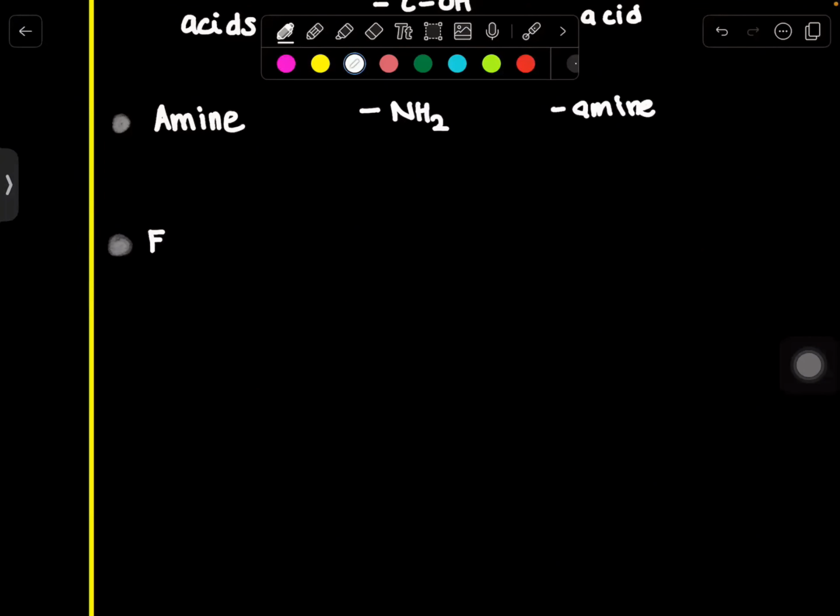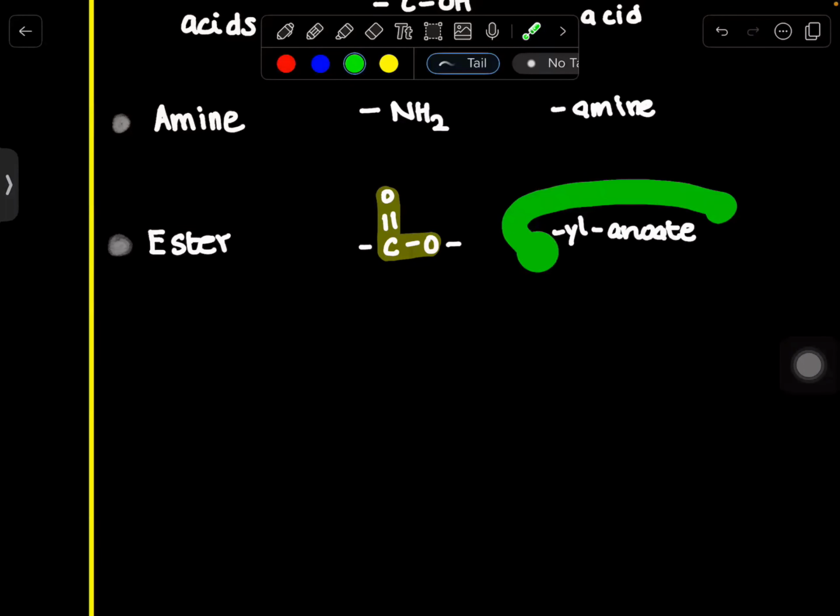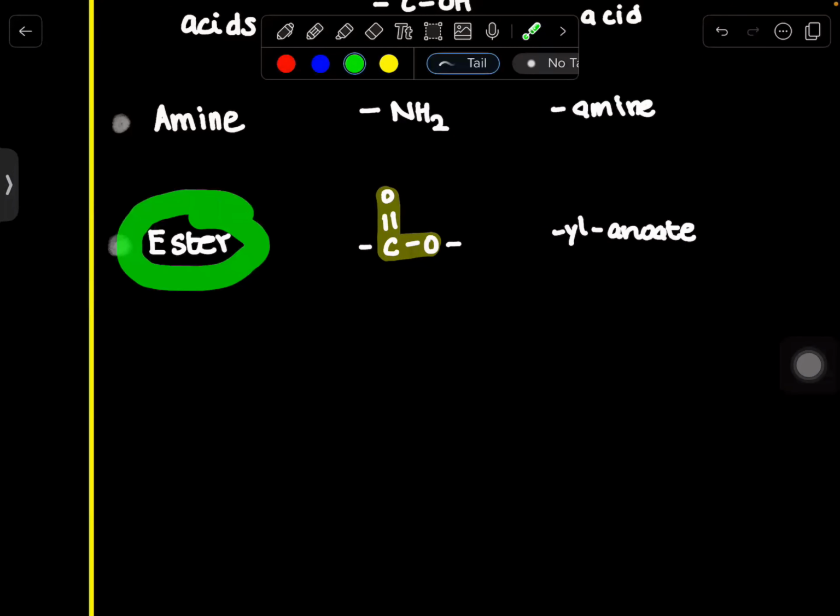And lastly, you have esters. For esters, the functional group is COO. So their name has this format: yl and anoate. You'll see what this means when we discuss this family, but a little idea is that esters are actually made up of alcohols and acids. So one of them gets the yl part and the other gets the anoate part, and those two combine to form an ester. An example of an ester would be methyl propanoate, okay?